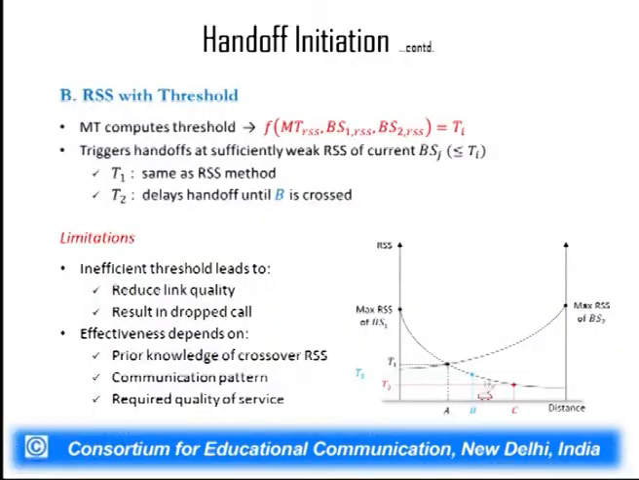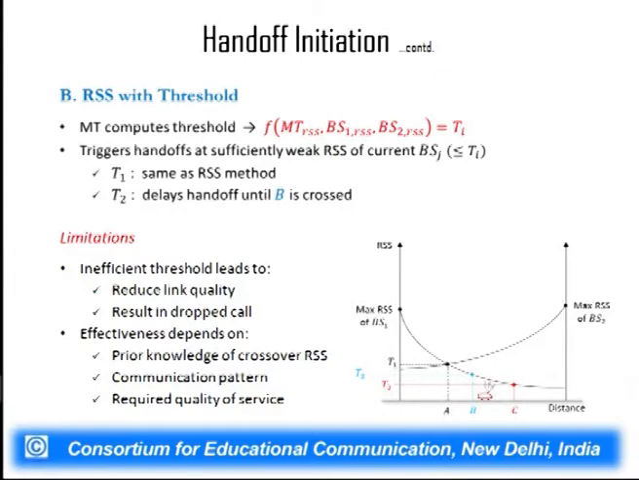Now, one of the limitations associated with this method is the calculation of the threshold. It is very important, because if we inefficiently calculate the threshold, it would lead to a reduction in the link quality. That is, as we have seen in the earlier method, there can be some kind of ping pong effect, or there can be other technical glitches which will hinder users from acquiring multimedia services and other networking services in a proper manner. And obviously there will be dropped calls and disconnected services.